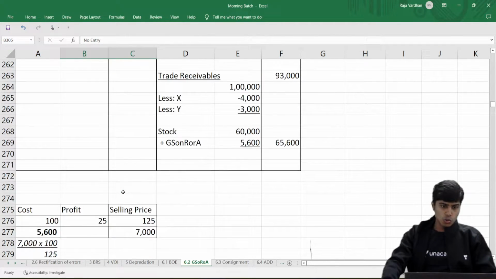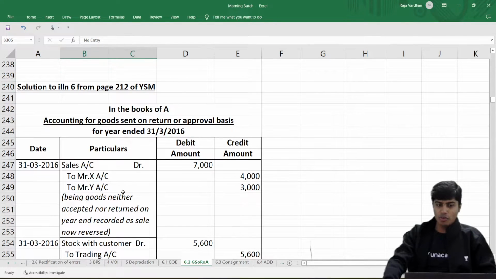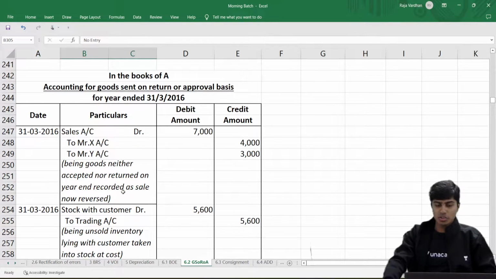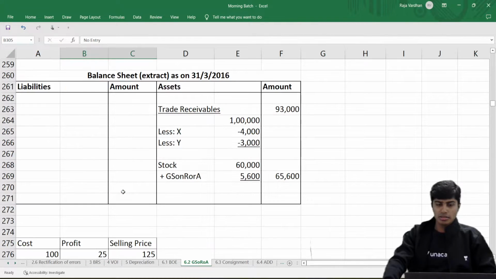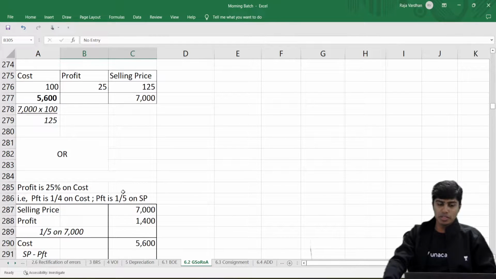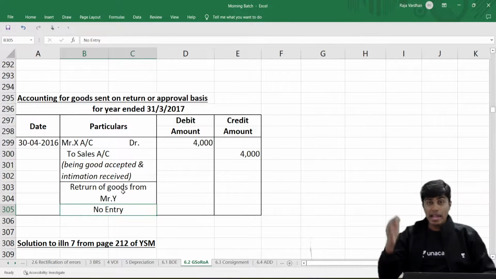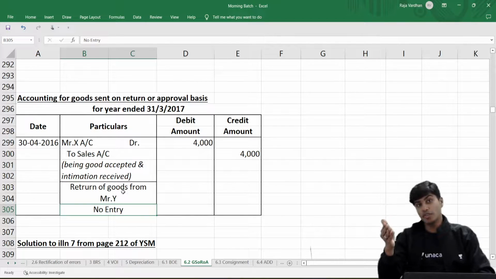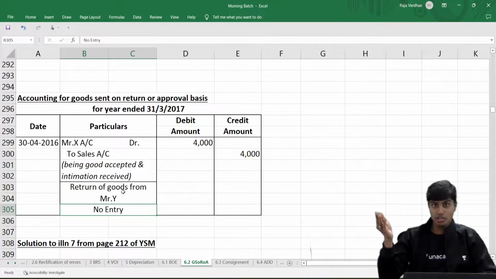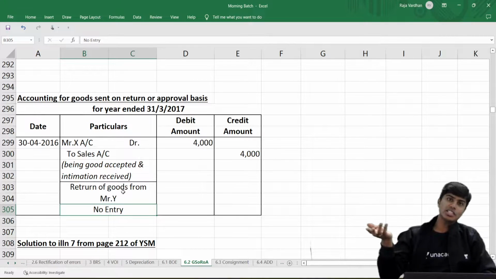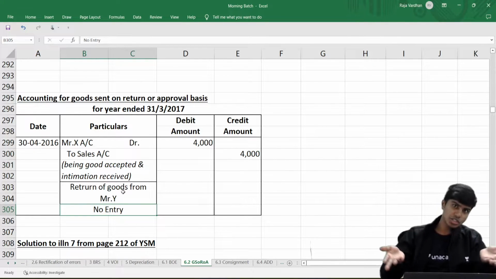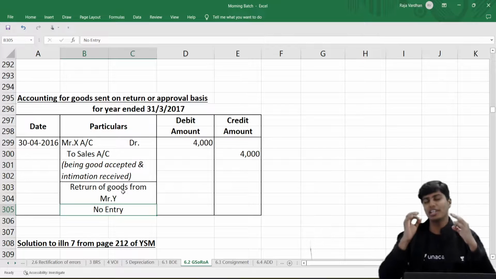So, solution to illustration number 6. I'll just show it to you if you want to click a screenshot of the same. First two entries, balance sheet extract. Working note to compute the profit margin and the cost price. And lastly, the entry for sales in the subsequent year. I've already updated the solutions in all of your Excel sheets so that you can have access to it and then copy it into your notes. If you don't have access to this sheet, you can ping me in the comments to this video or on any platform. I'll definitely share the link of the sheet with you.